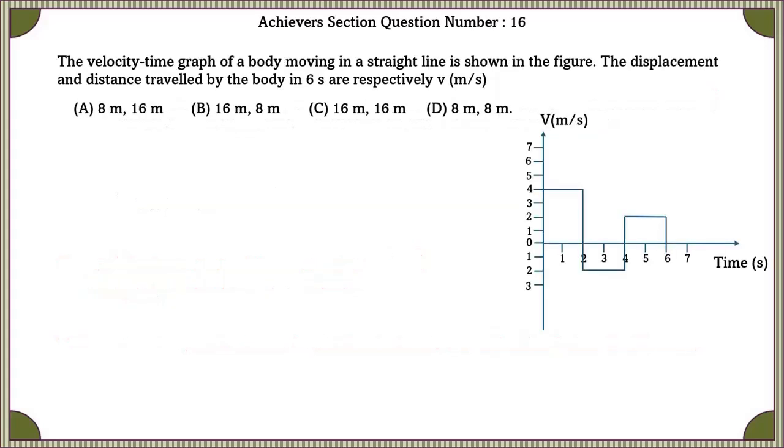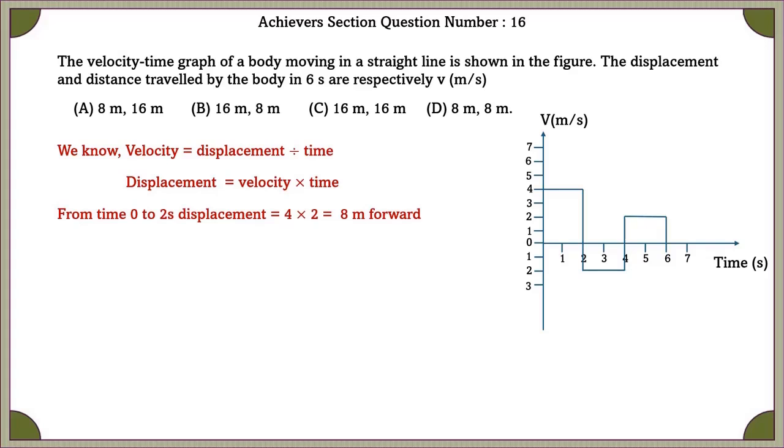Achiever section, question number 16. The velocity time graph of a body moving in a straight line is shown in the given figure. The displacement and distance traveled by the body in 6 seconds are respectively? Here v is velocity. We know that velocity is equal to displacement by time. So using this we can find displacement, that is velocity into time.